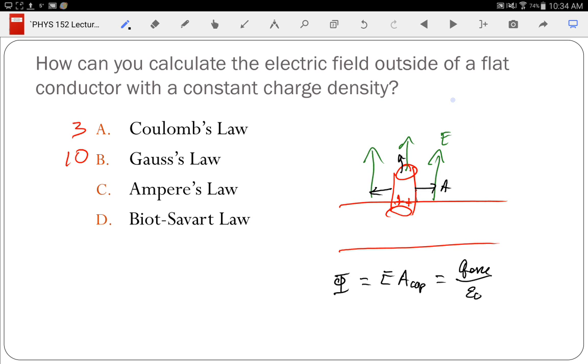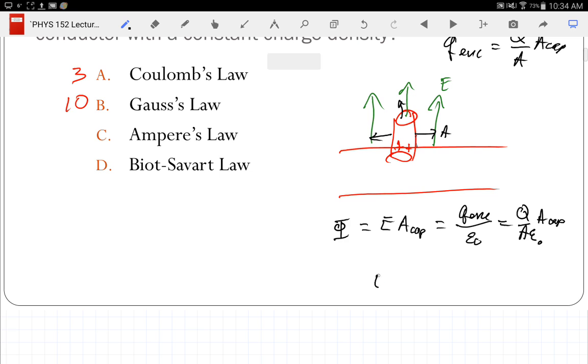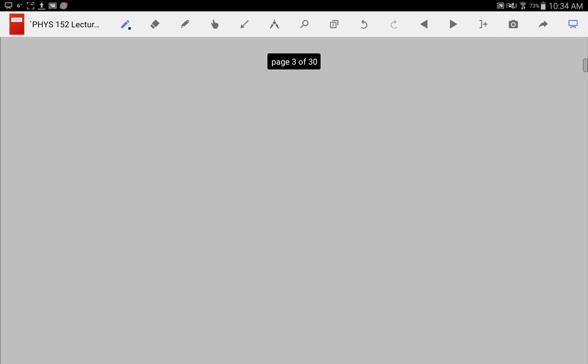But charge enclosed is equal to the total charge over the total area times the area of the cap. So I put those together, and I can just cancel the area caps. Oh, I forgot the epsilon 0. So I can now just cancel the areas of the cap, and I have the electric field equal to the charge over area epsilon 0. So that's how we find the electric field between parallel plate capacitors.